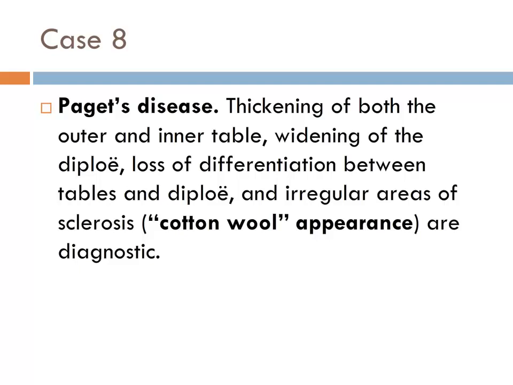Case number 8, Paget's disease. Thickening of both the outer and inner table, widening of the diplo, loss of differentiation between tables and diplo, and irregular areas of sclerosis, cotton wool appearance, are diagnostic.